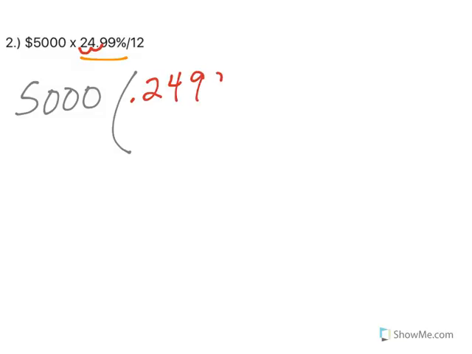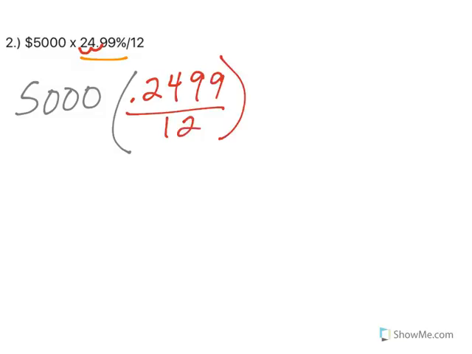Now, in number 2, we have a percentage in this problem. So we have $5,000 times 24.99% divided by 12. So you've got a couple things to do here. Now, I have my 5,000. I'm going to multiply by, now I'm going to change my percent to a decimal because you can't play with percent. You've got to change it to a decimal first. So I take my decimal point and I move it 2 places. So this is really 0.2499, and I'm going to divide it by 12.